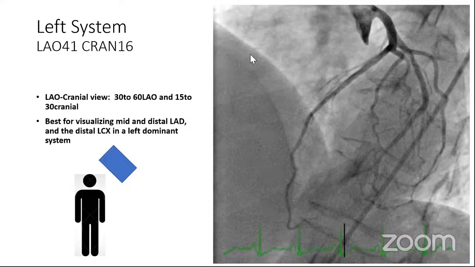So again, I can see the diaphragm, so I know I'm in the cranial orientation. The spine is on the right, so this is LAO cranial. This is good for visualizing the mid and distal LAD and distal LCX, especially in a left dominant system, which is not the case here.